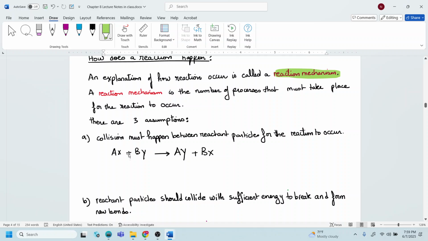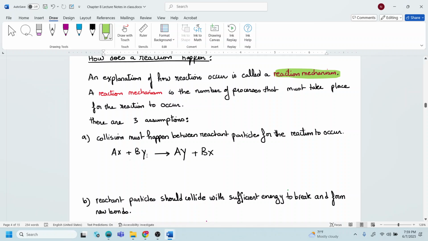This is the first thing. For the reactants to react with each other, they have to be close to each other, right? So once they become close to each other, collision must happen. So collision is necessary for the reaction, and during the collision, some bonds are broken.